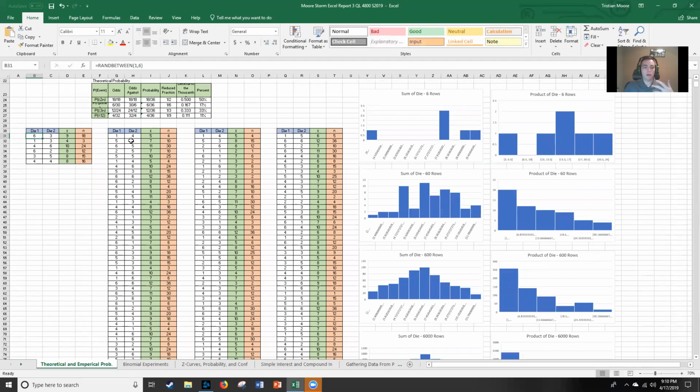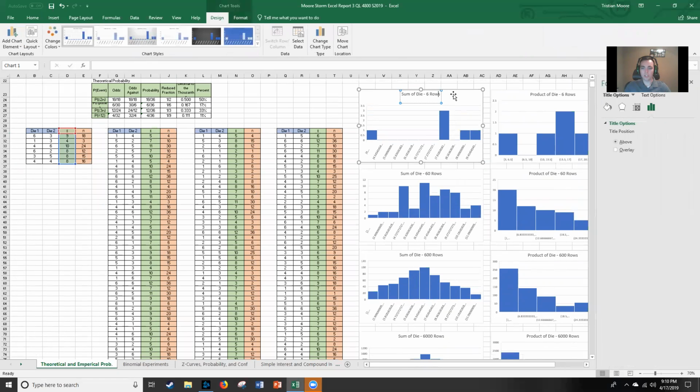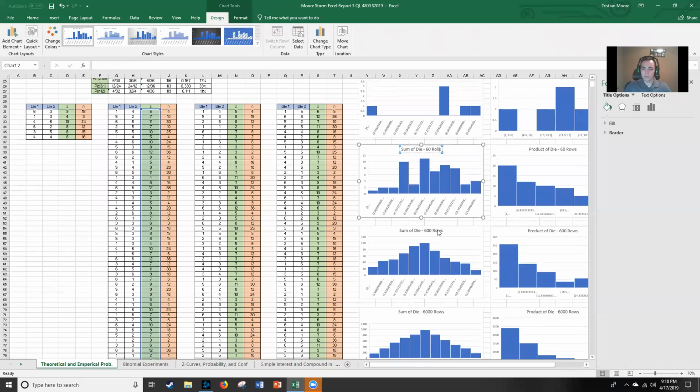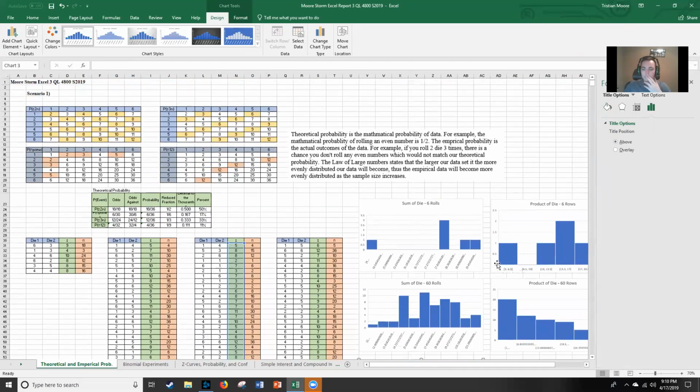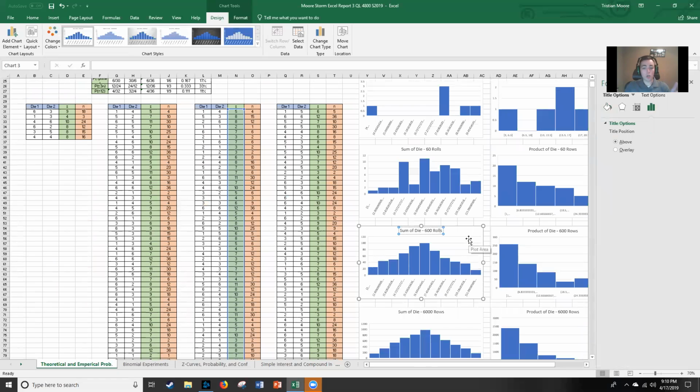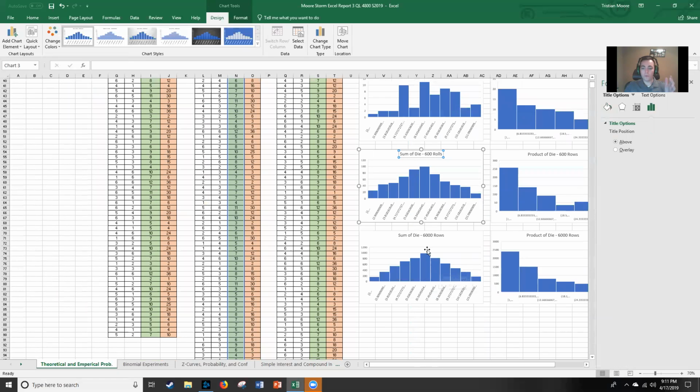Here we got 60 die rolls. I put rows, but this should actually say rolls. Brain fart. Anyways, I'll change that before I submit it, Miss Benzie. At any rate, now here we have 600, and you can tell that we're getting to see some of that distribution here. Now, then 6,000, you can tell it's almost right on.